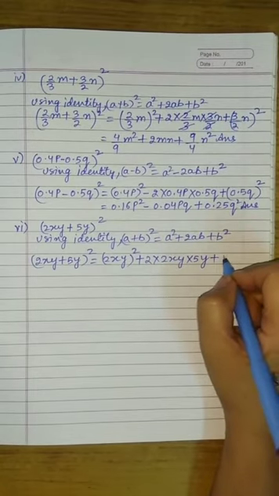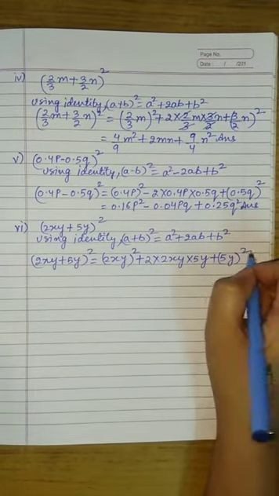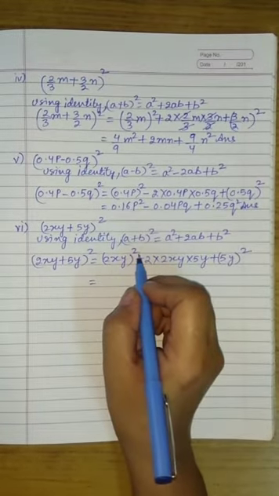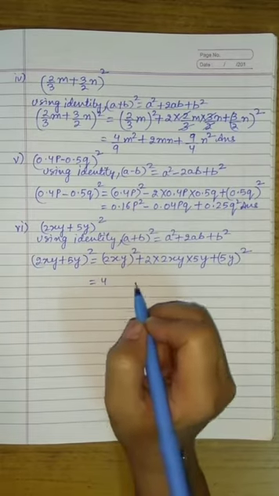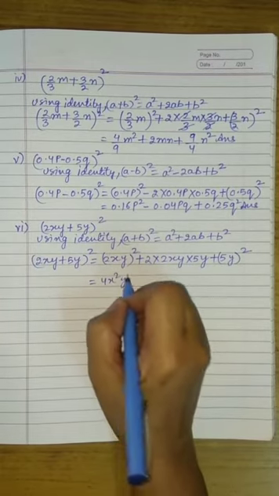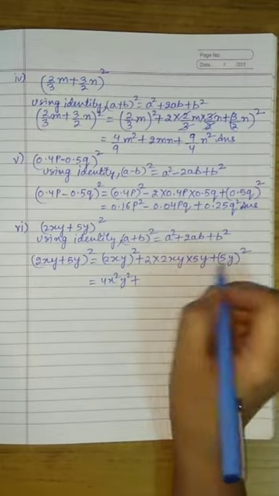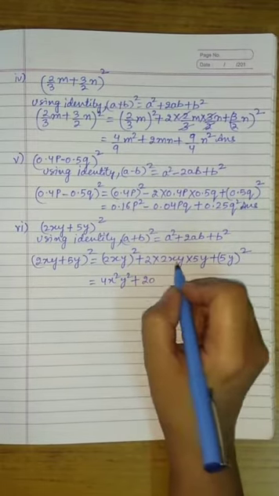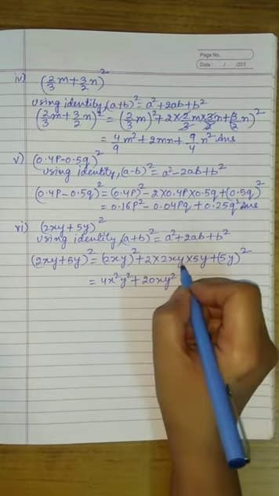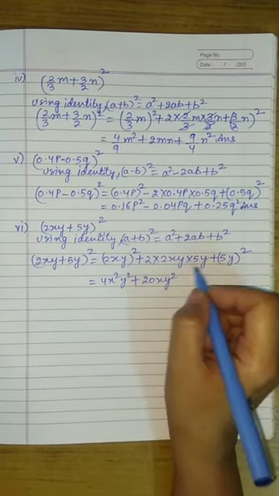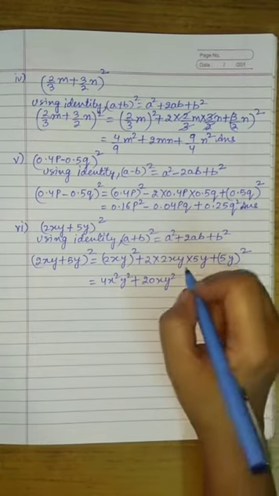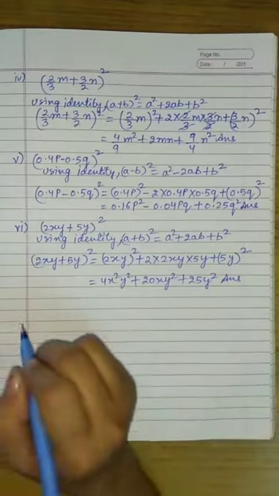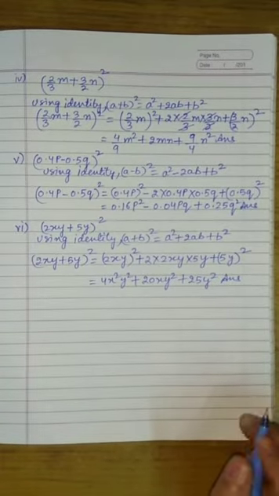plus b². What is b? (5y)². So on simplifying, (2xy)² means 4x²y², plus, on multiplying the middle term, we got 20xy². We have 2y in this term, the middle term, so it becomes 20xy² plus 25y². Then with this part, question number 3 is completed.